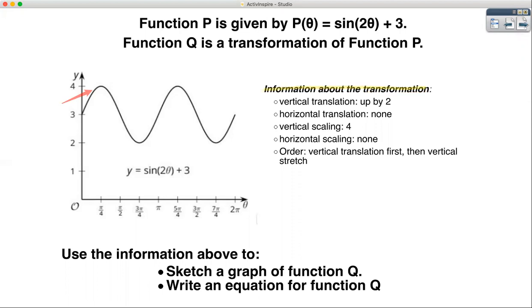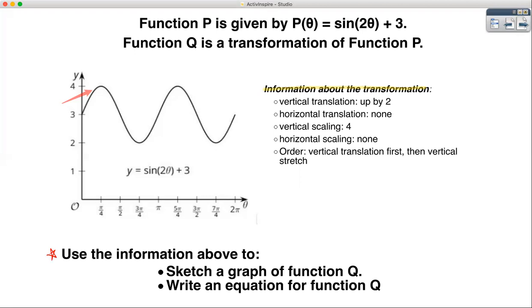And we're given information about that transformation right here. We're told that there is a vertical translation up by 2. There's no horizontal translation. Vertical scaling is 4, no horizontal scaling. And we're told the order to work with: we're going to do the vertical translation first and then the vertical stretch. So using this information, our task is to sketch the graph of function q and also to write our equation for function q.